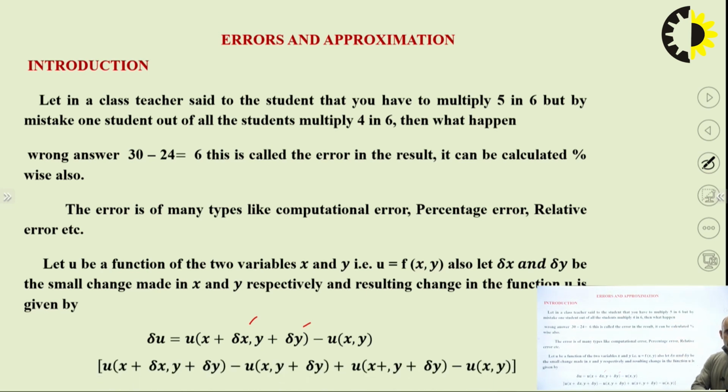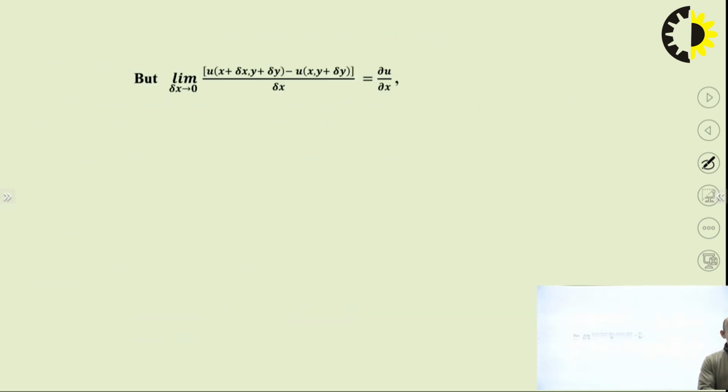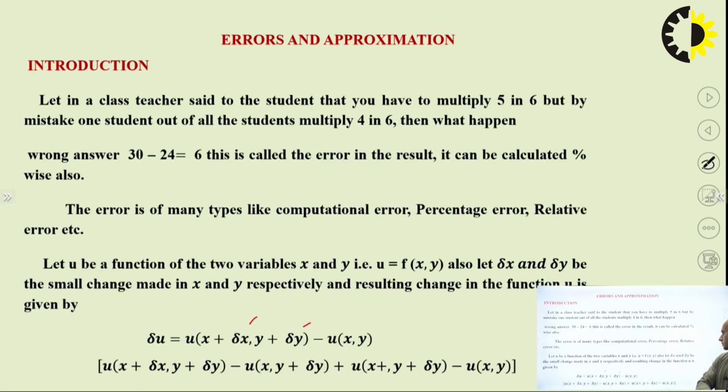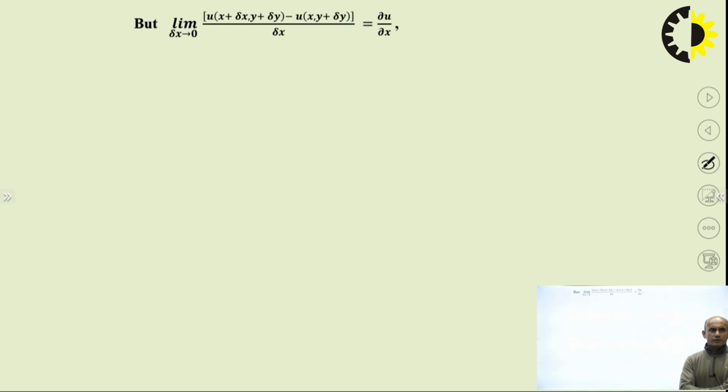Now if we add and subtract u(x, y plus delta y), then we get u(x plus delta x, y plus delta y) minus u(x, y plus delta y), plus u(x, y plus delta y) minus u(x, y). Now if we take the limiting value with delta x tending to 0, we have u(x plus delta x, y plus delta y) minus u(x, y plus delta y) upon delta x, and this is del u upon del x, the partial differentiation of u with respect to x.